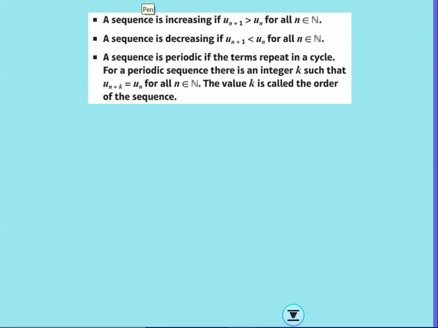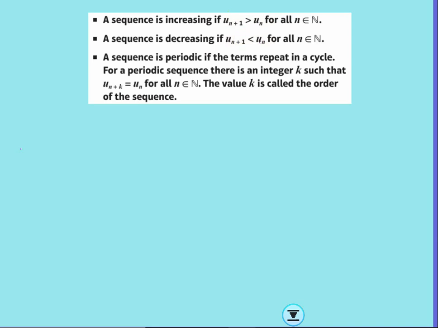Now, I've mentioned this in previous videos, but they may ask you whether a sequence is increasing, decreasing, or something we call periodic. If I use the language of the next term being greater than or less than the previous term, it's going to make a lot more sense. A sequence is increasing if the next term is always greater than the previous term. A sequence is decreasing if the next term is always less than the previous term. And a sequence is periodic if the terms repeat in a cycle.